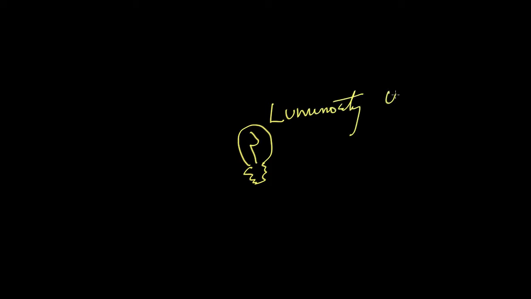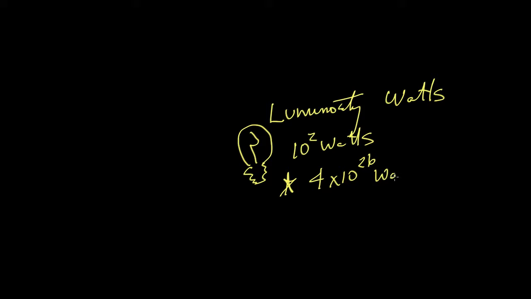And the luminosity is typically measured in watts, which is energy per unit second. So the energy of a light bulb might be 10 to the 2 watts, or 100 watts. And the energy of the sun, for example, is much larger. It's about 4 times 10 to the 26 watts, which is a very big light bulb indeed.